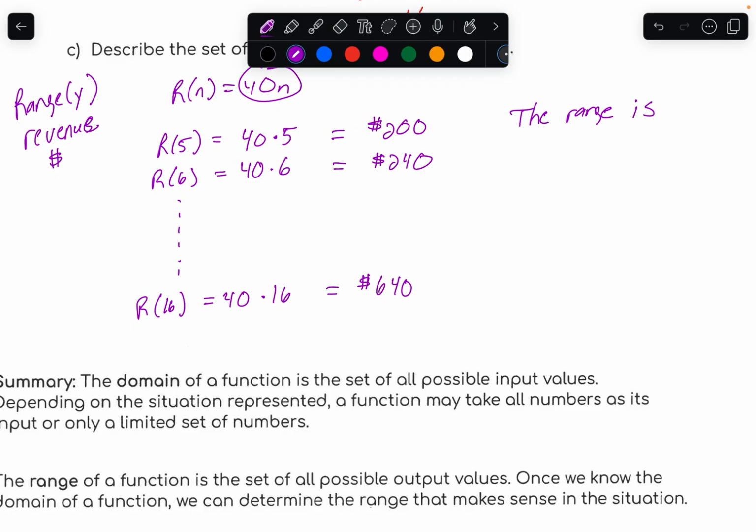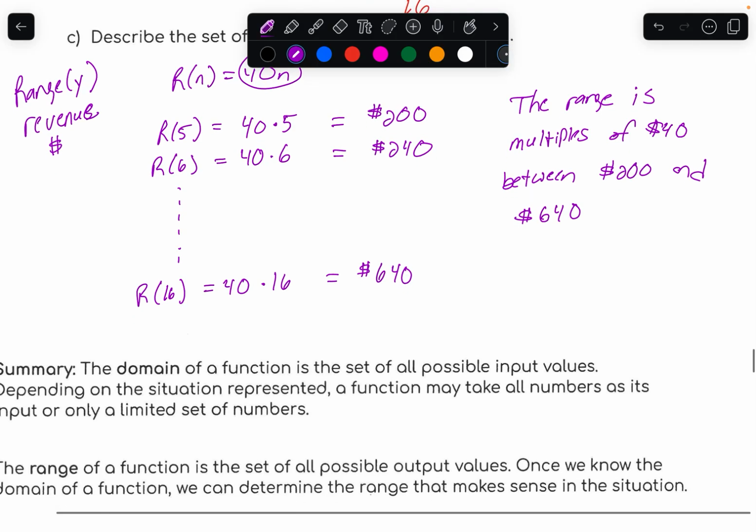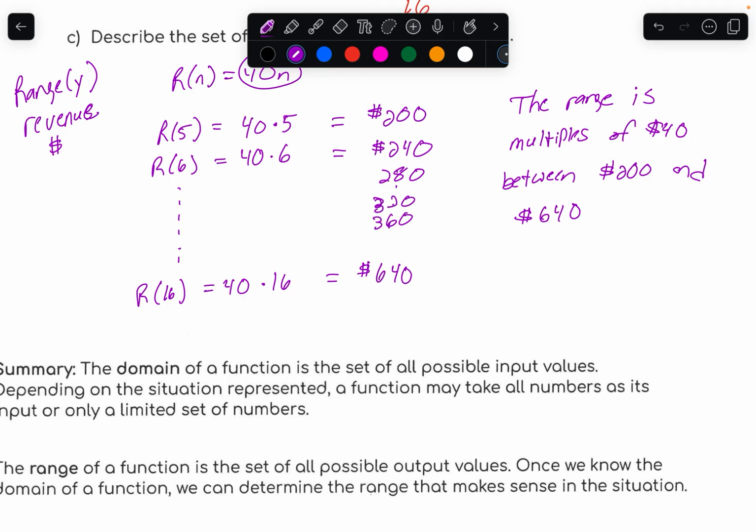So the range is multiples of $40 between $200 and $640. So that's how I would generally describe it. But if you were listing out the actual range, you would list out each one of these multiples of 40. So 240, 280, 320, 360. I'm running out of space here, but you get the idea. It would be all of those numbers, but not anything in between.